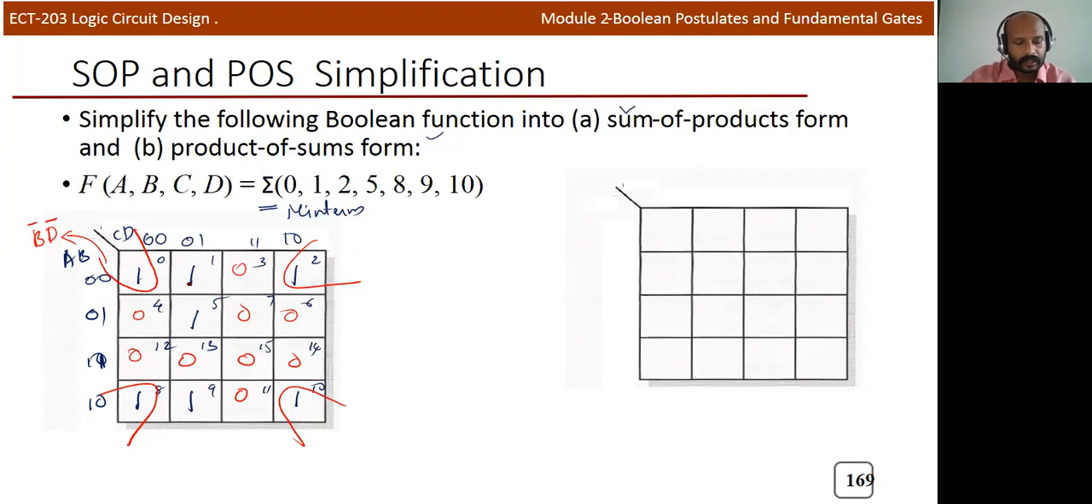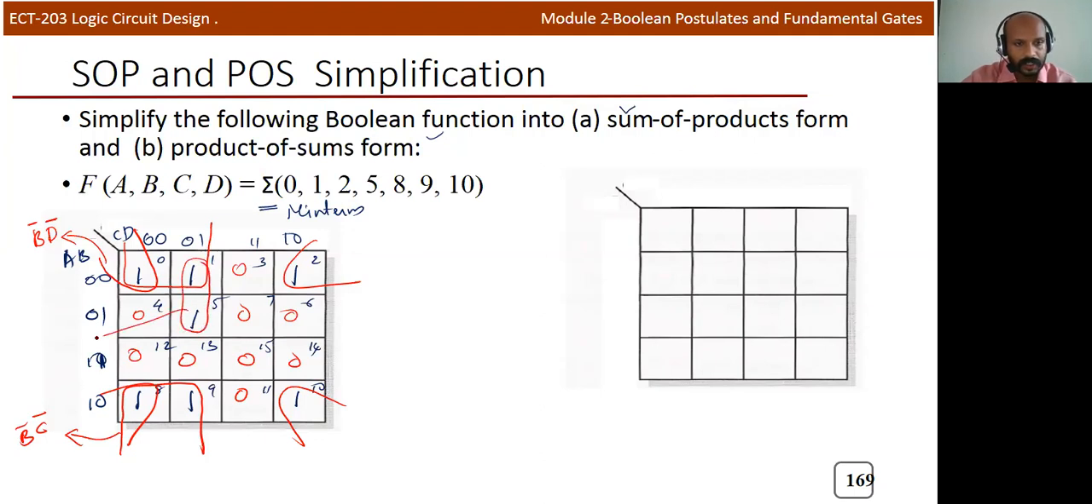And another group I can consider these two ones. Okay, so this is another case. If you write these two ones, the first and last row common term is B bar, and for the first and second column, C bar. So B bar, C bar will be there. And now we need to group one more one.